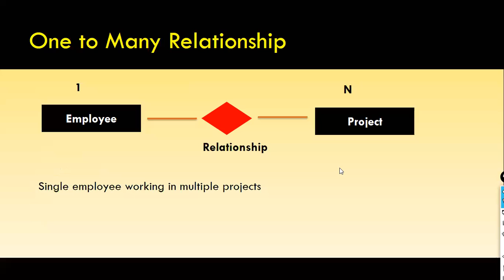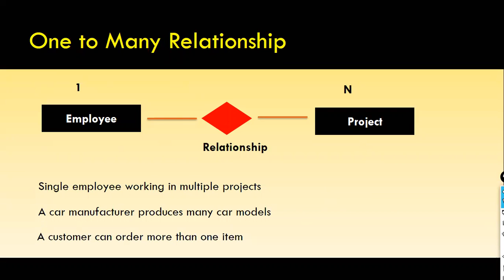And the other example is, why don't you give some other example? One-to-many. A car manufacturer produces many car models. A single manufacturer produces many cars, right? And a customer can order more than one item. These are the example for one-to-many.